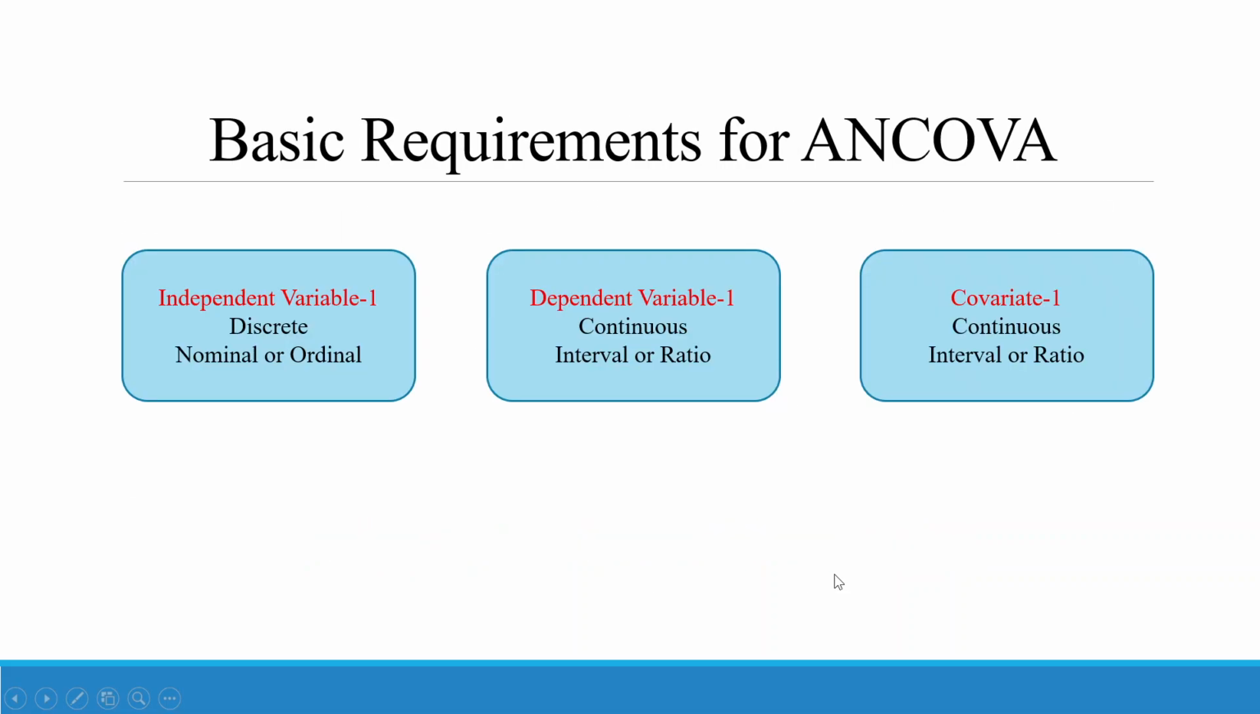Now there are some basic requirements for Ancova. Let's see those requirements. Ancova requires one independent variable on the scale of nominal or ordinal, that is discrete. One dependent variable on interval or ratio scale, that is continuous. One covariate, that is on interval or ratio scale, that is continuous.